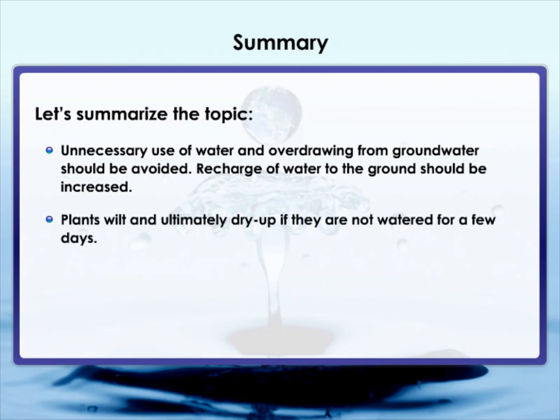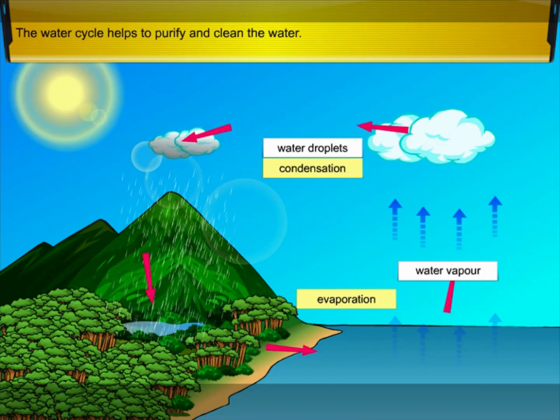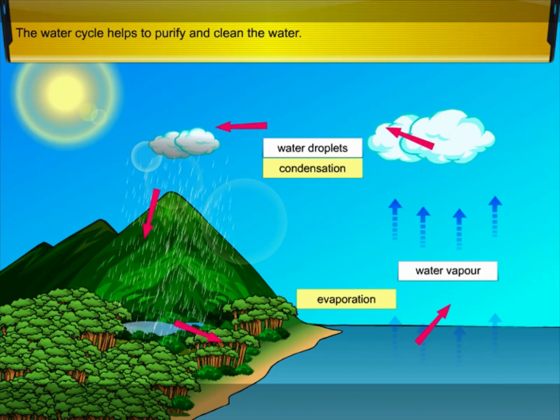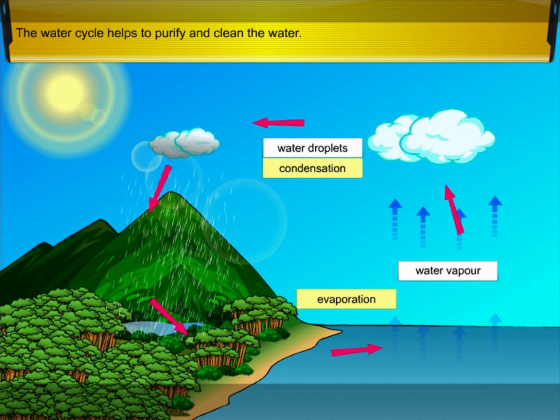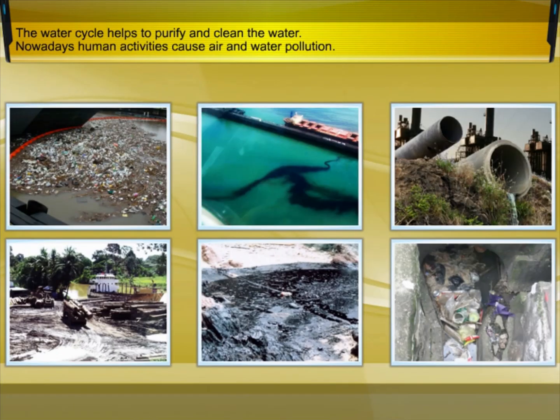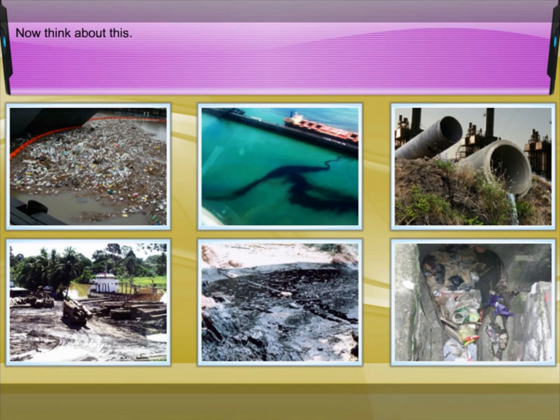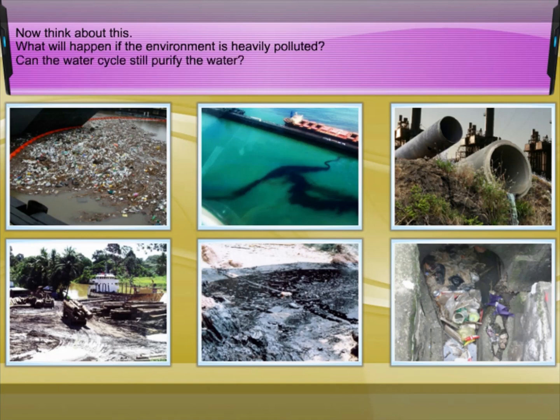Plants wilt and ultimately dry up if they are not watered for a few days. The water cycle helps to purify and clean the water. Nowadays, human activities cause air and water pollution. Now think about this. What will happen if the environment is heavily polluted? Can the water cycle still purify the water? Will we be able to get clean water?